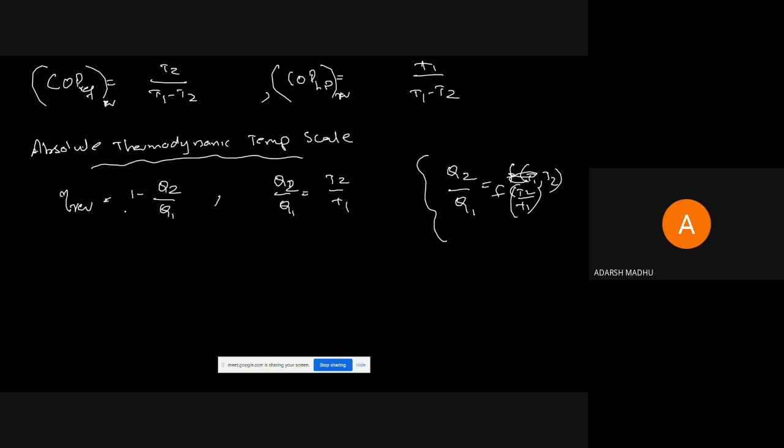So we can also write the equation of efficiency as 1 minus T2 by T1. According to the absolute thermodynamic temperature scale, a heat transfer rate or Q value can be related directly to a temperature scale. That is the particular absolute thermodynamic temperature scale, right?